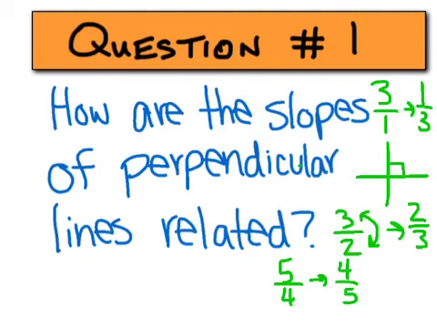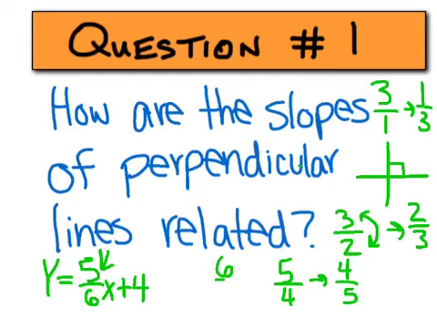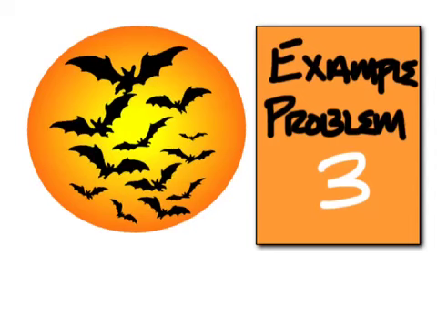Okay? So what it means to be the negative reciprocal, if we have y is equal to 5 over 6x plus 4. Remember, we're just focusing on the slope. The y-intercept, we're not paying attention to that right now. The reciprocal of 5 over 6 is what? 6 over 5. To be the negative reciprocal, we're going to change the sign. So this is a positive 5 over 6. Our perpendicular line is going to be a negative 6 over 5. And that's going to be our slope for our new equation.